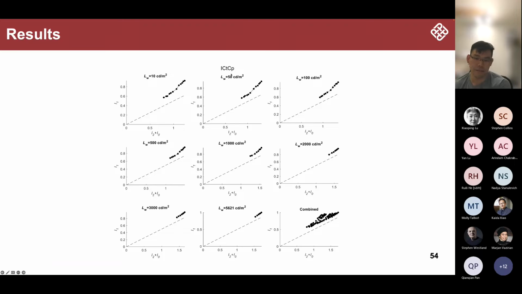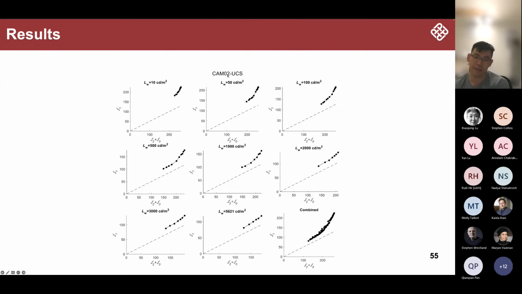And then this is the ICT-CP, which is claiming to work for HDR. But again, you can see it is not so good, because ICT-CP is mainly looking at the threshold instead of the appearance. And this is CAM16-UCS. CAM16-UCS was pretty good for SDR, but not for HDR. Again, the data points are not along the 1/2 line.